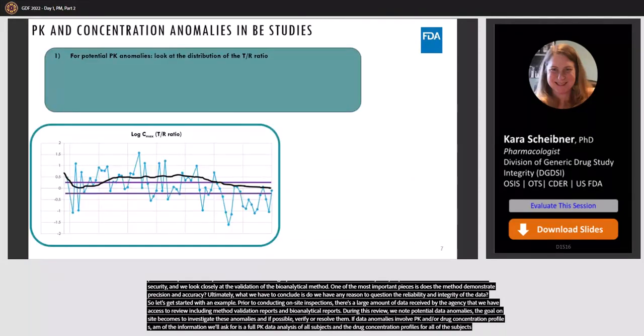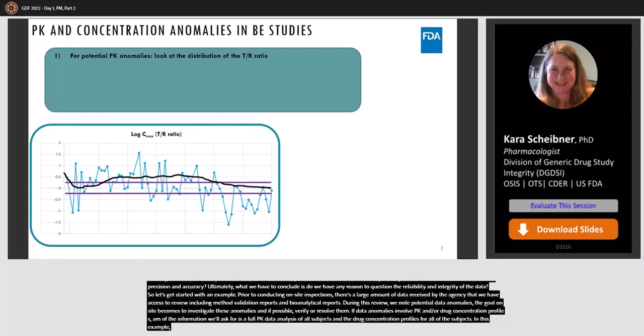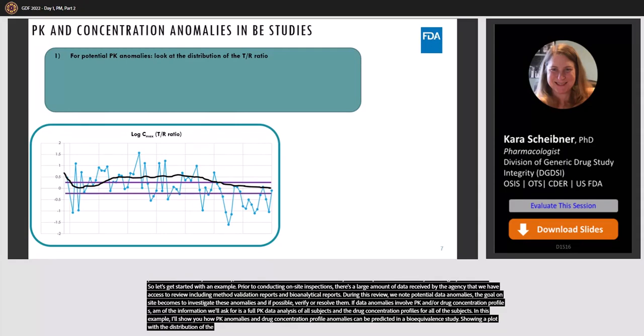In this example, I'll show you how PK anomalies and drug concentration profile anomalies can be connected in a bioequivalence study. First, we'll look at a plot showing the distribution of the ratio of the test drug to reference drug for the Cmax across all subjects in a bioequivalence study. And this is an example of a PK anomaly that would cause a red flag.